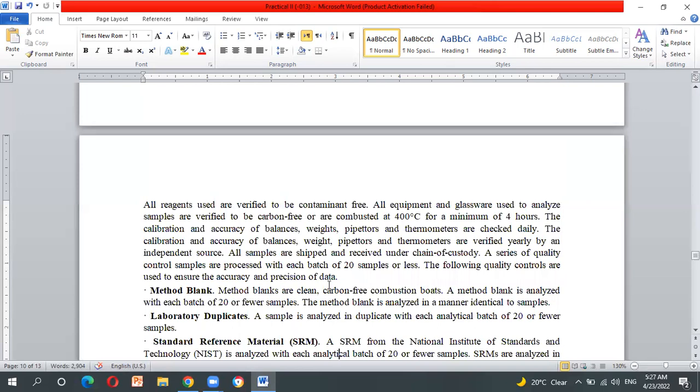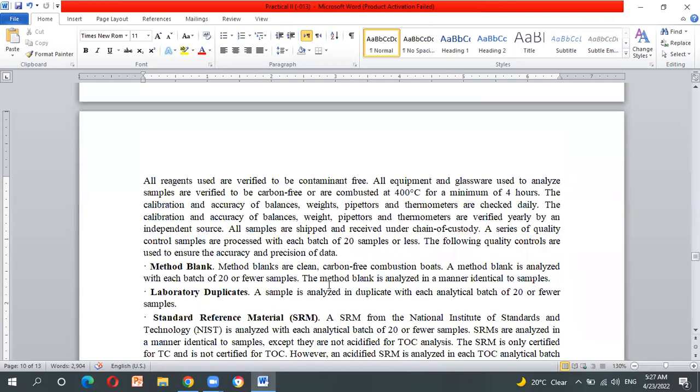A series of quality control samples are processed with each batch of 20 samples or less, and the following quality controls are used to ensure accuracy and precision of data: method blank, laboratory duplicates, and standard reference material. Method blanks. Method blanks are clean carbon-free combustion boats. A method blank is analyzed with each batch of 20 or fewer samples, and the method blank is analyzed in a manner identical to samples. Laboratory duplicates.